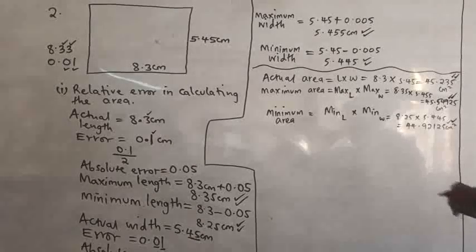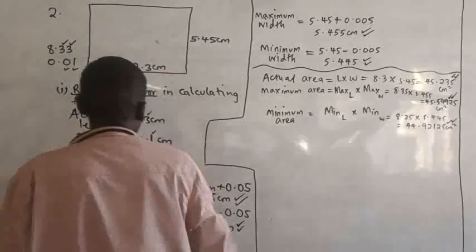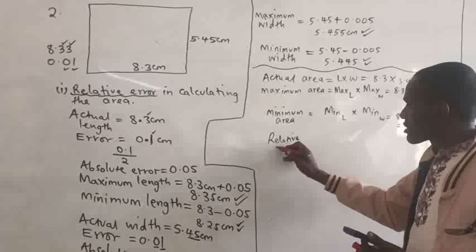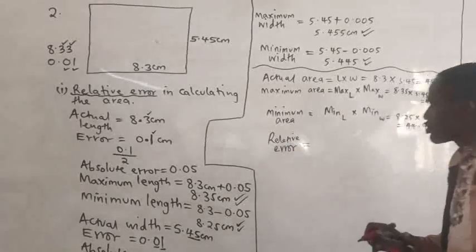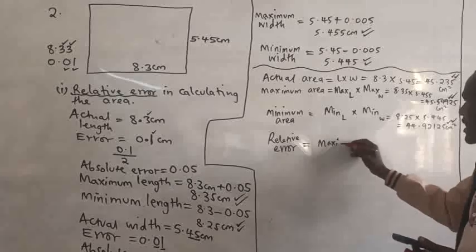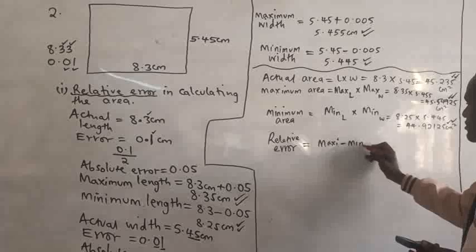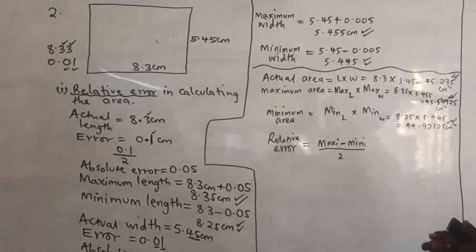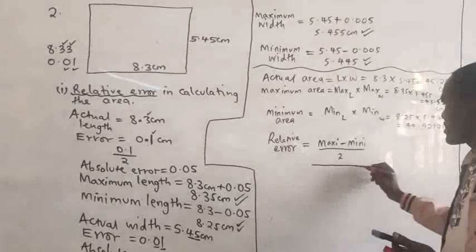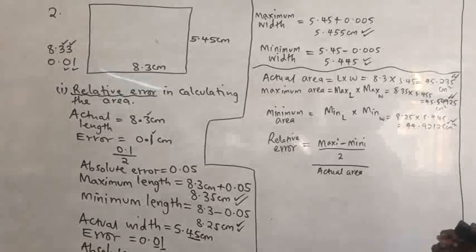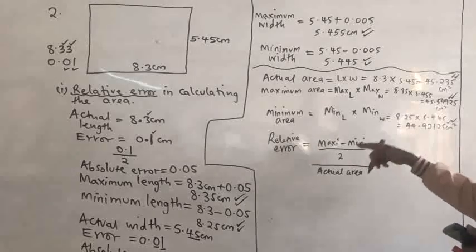They were asking for the relative error. So we shall say the relative error in the calculation of the area of this rectangle should be equal to maximum minus minimum, divided by 2, and everything is divided by the actual area. So maximum minus minimum divided by 2 over actual area.